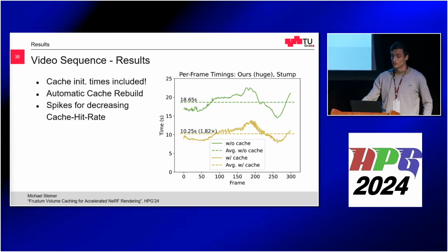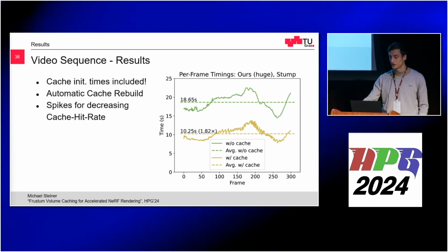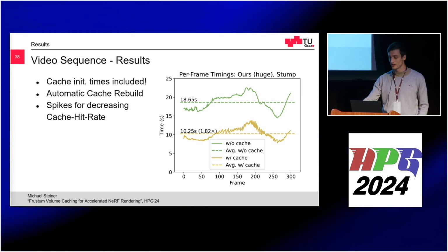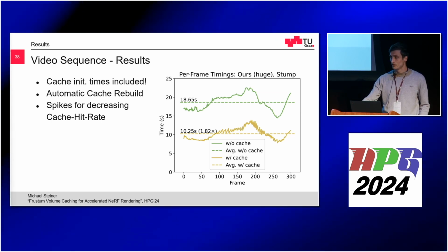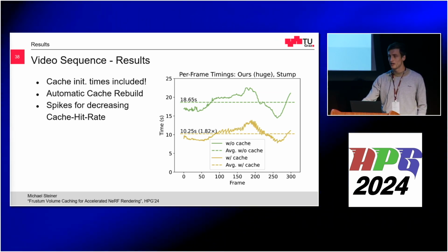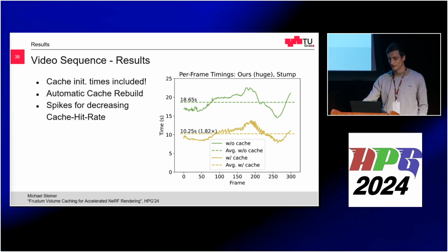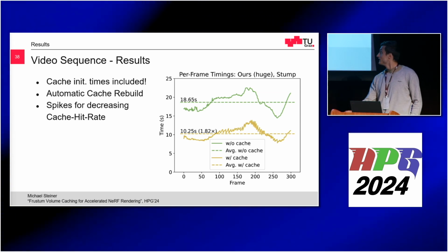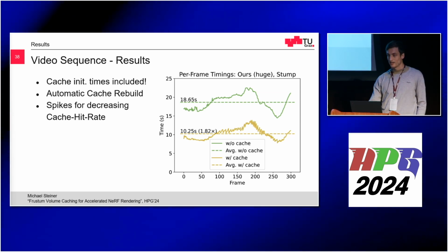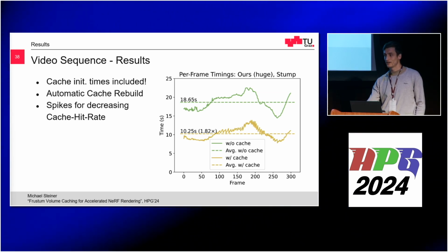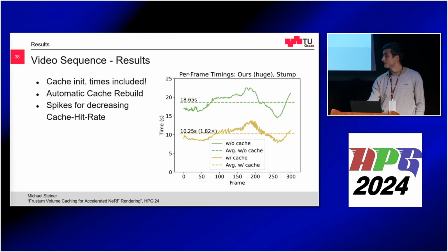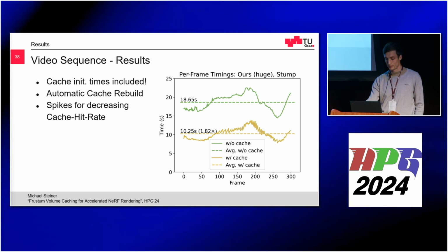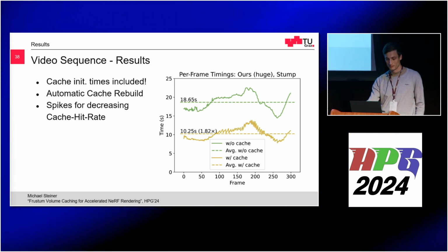Importantly, in these 1.8x, the cache initialization times are already included. We perform automatic cache updates as soon as the viewpoints change too significantly or if the cache hit rate decreases too far. The small spikes that can be seen here are due to the cache hit rate decreasing and thereby performance decreasing, and as soon as the cache is reinitialized, performance is back to normal.